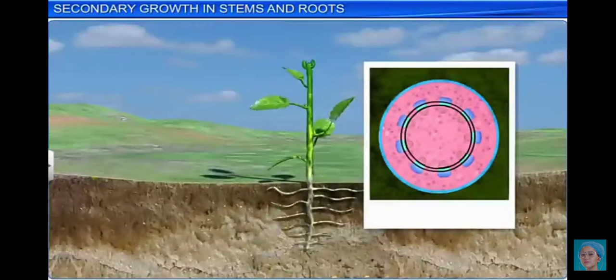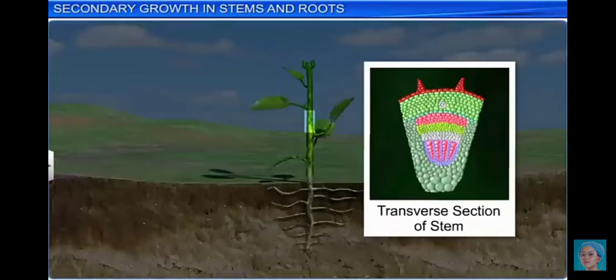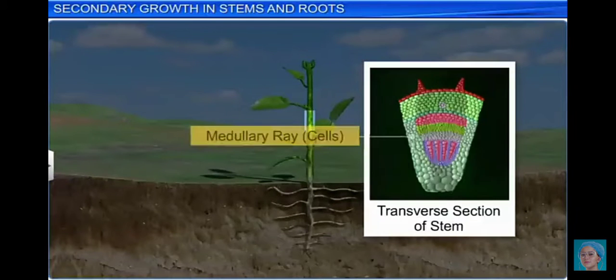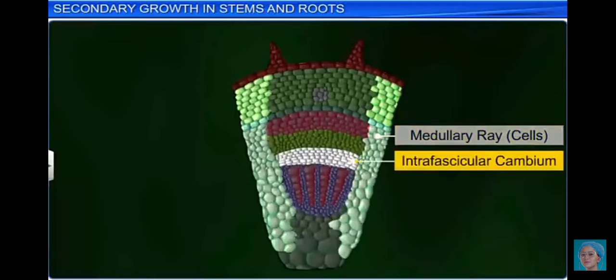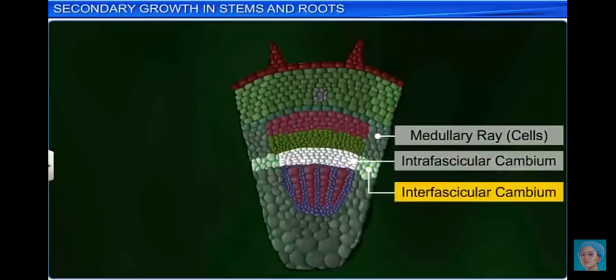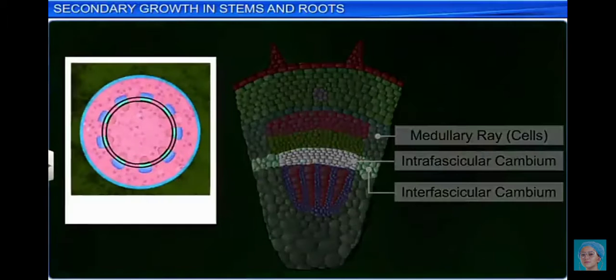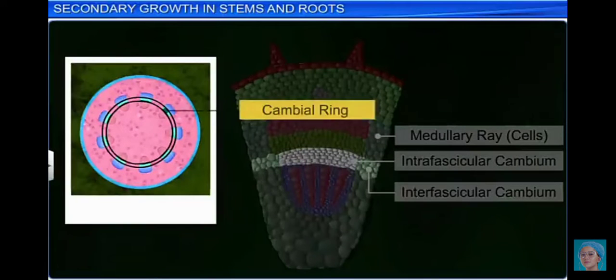When the secondary growth of a stem begins, a process of differentiation takes place in the cells of the medullary rays. These cells, located next to the intrafascicular cambium, become meristematic in nature and lead to the formation of the interfascicular cambium. Thus, the fusion of intrafascicular cambium and the interfascicular cambium results in the formation of a continuous ring of cambium or the cambial ring.